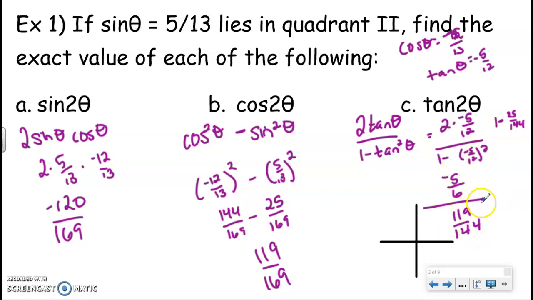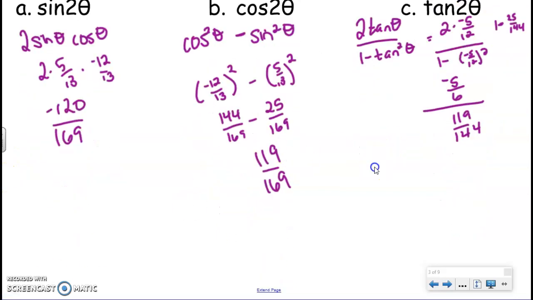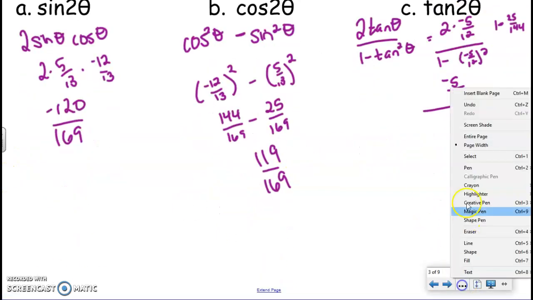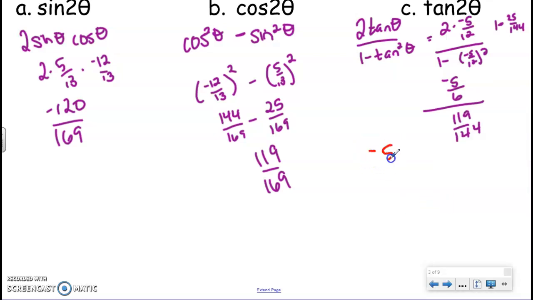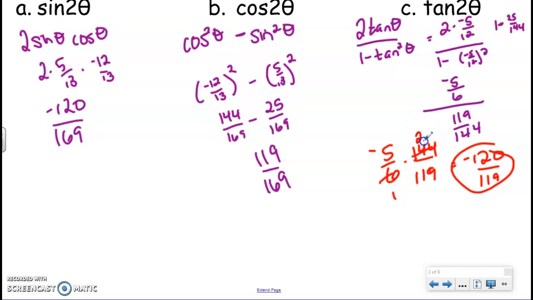And then if I flip this fraction and multiply, I'm going to have negative 5/6 times 144 over 119, which gives me negative 120 over 119. Okay, and all we did was reduce this. 6 goes into 144 24 times, and you should be good. Okay.